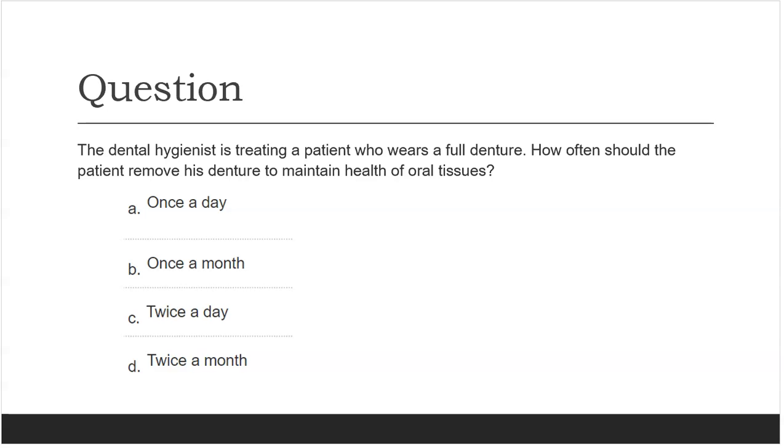All right, here's another question. The dental hygienist is treating a patient who wears a full denture. How often should the patient remove his denture to maintain health of oral tissues? Once a day, once a month, twice a day, or twice a month? It is once a day. When the patient goes to sleep, the denture should be removed, and at that time the denture should be cleaned and soaked overnight. And then the patient's mouth should also be cleaned with a soft brush and toothpaste.